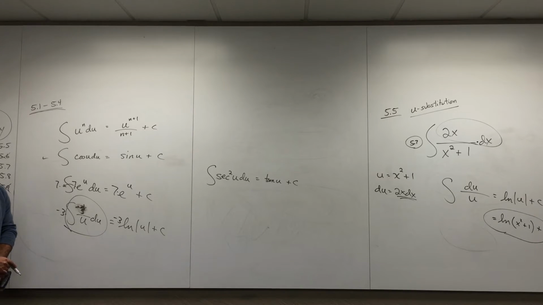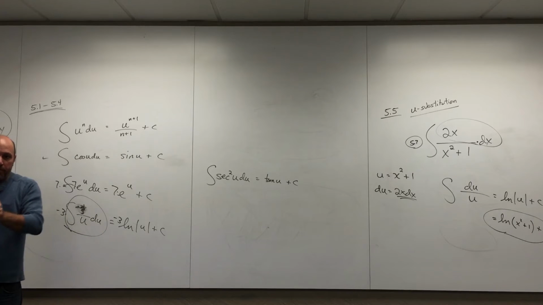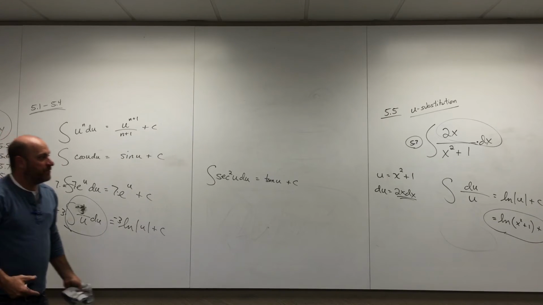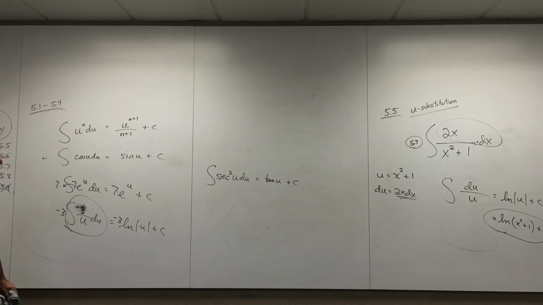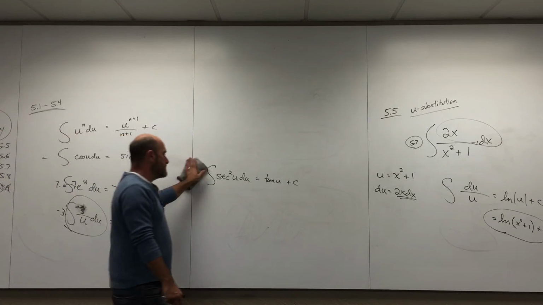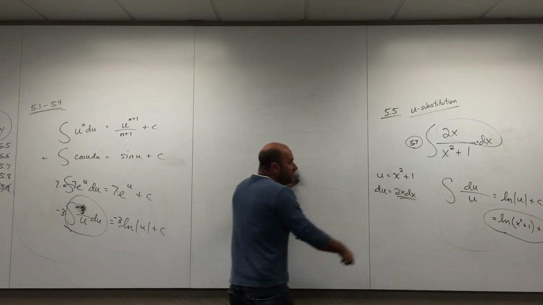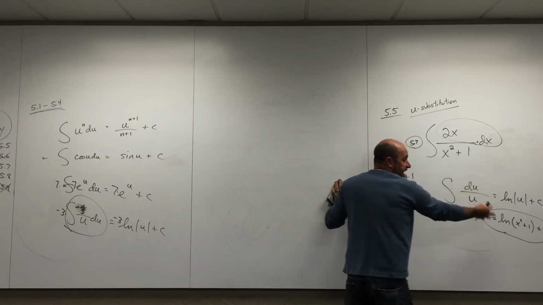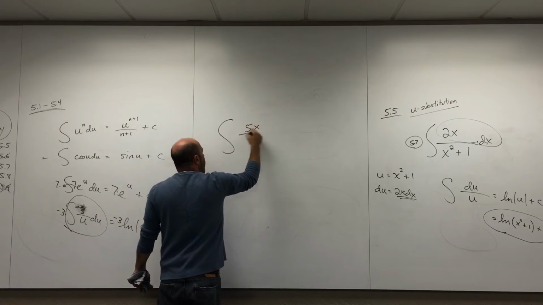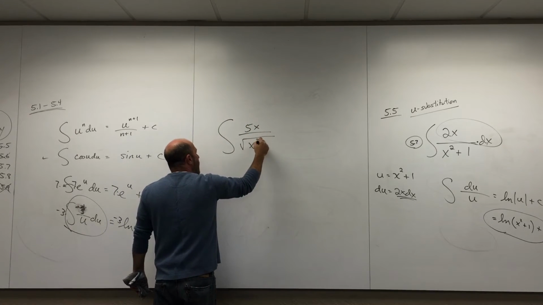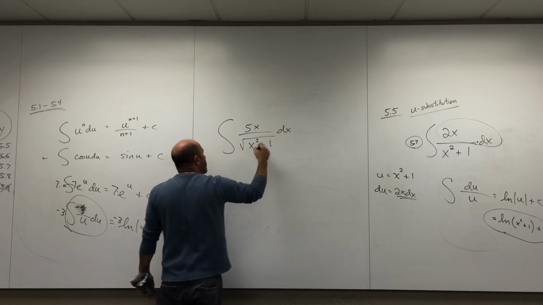Right, so multiplied constants never bug me. I pull them out. This was a 1 over u du. This was ln. Here, let me show you another one. Watch this one. Are you ready? Here's one.